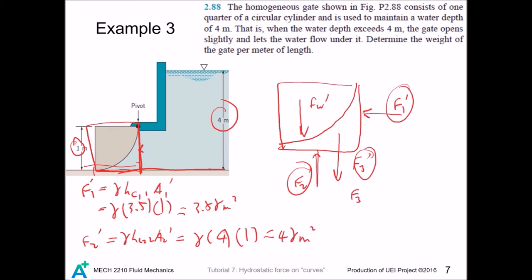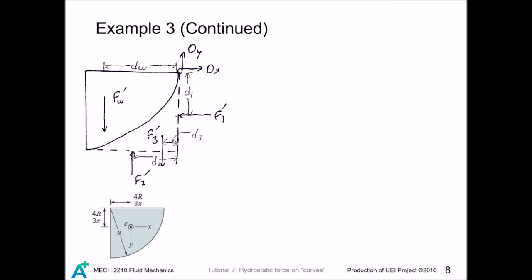And for F3, gamma times volume per length. And the volume per length is just the area here. So that would be the area of the square minus the area of the quarter circle, and that is 0.21460 gamma meter squared. And we find all the four moment arms as shown in the figure. That is 1, 2, 3, 4.